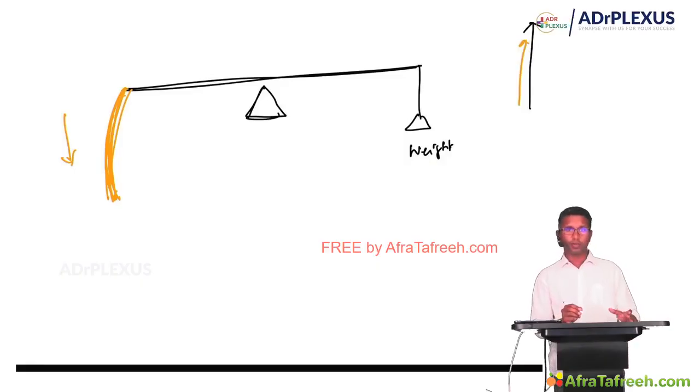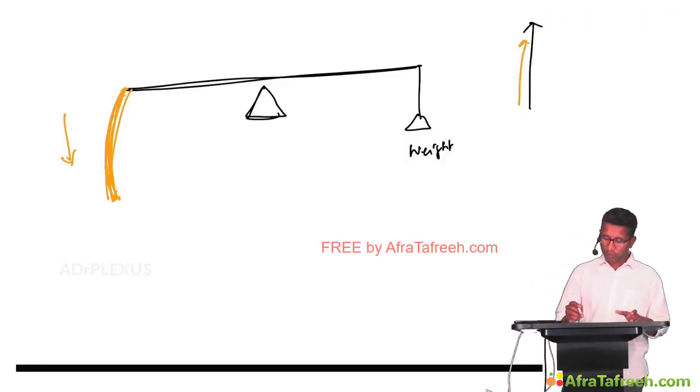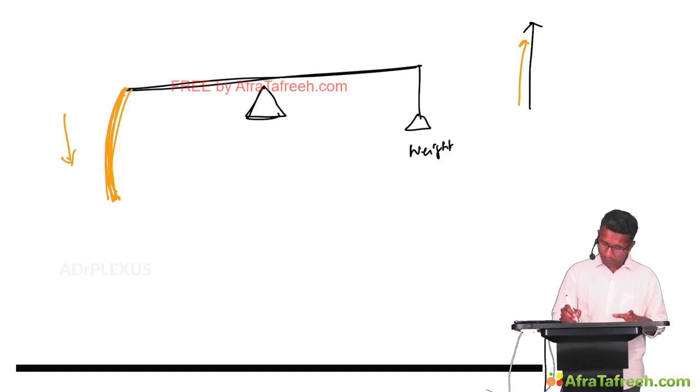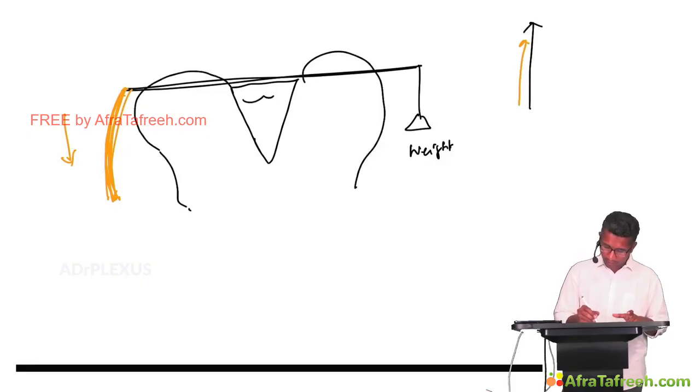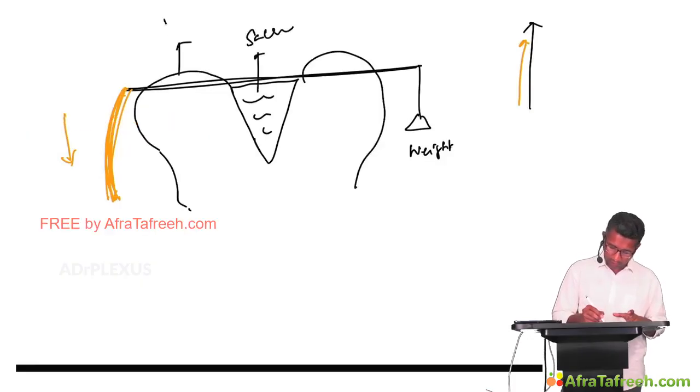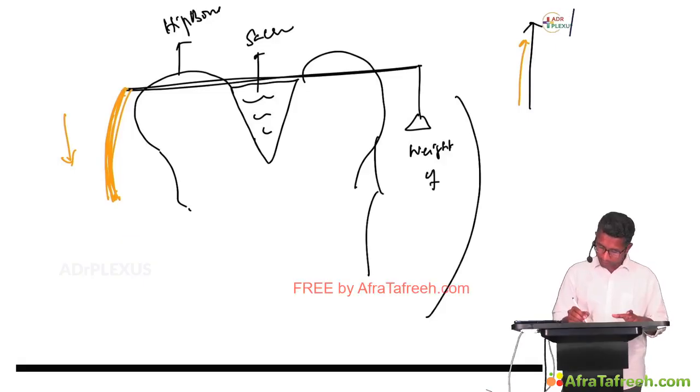So I'm going to replace this lever with the following bones. I'm going to turn this fulcrum on the lever. This is a bone which is present in the body like this, and this is a bone present in the body like this. So this is the sacrum, and this is the hip bone. And this is the weight of the lower limb.